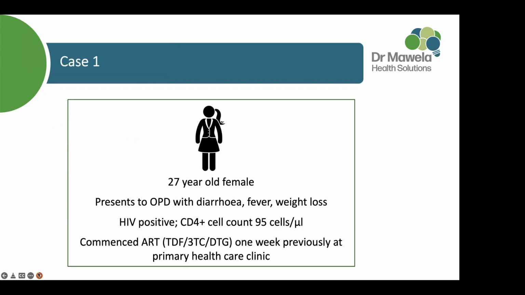Here is a scenario of a 27-year-old female who presents to you with diarrhea, fever, and weight loss. She is HIV positive. Her CD4 count is 95. She was started on ARVs, TLD, tenofovir, lamivudine, dolutegravir, a week before. And you are seeing her at primary care, so this is not at a big hospital.